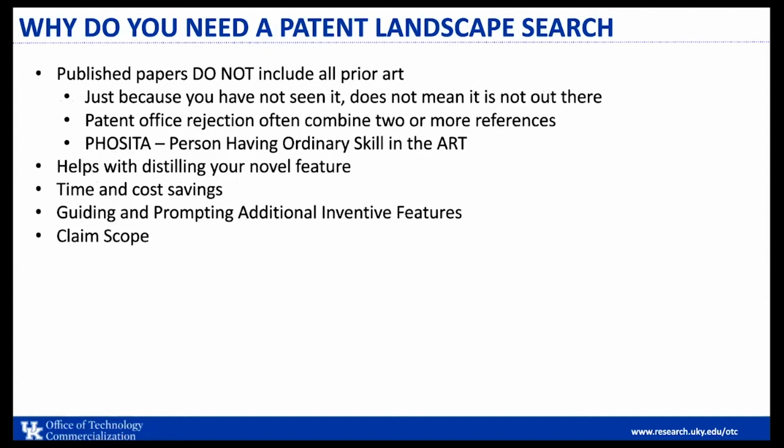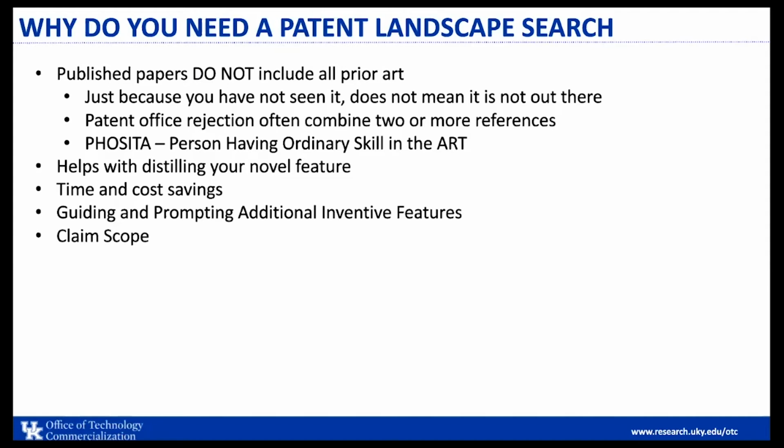So now that we've gone over what a patent landscape search is, why do you need one, right? Well, first off, most of the time, our inventors, when they're doing the research, are focusing on developing a manuscript to attempt to get publications, right? And in those references, they typically go out and do a pretty extensive literature search. However, published papers do not include all prior art.